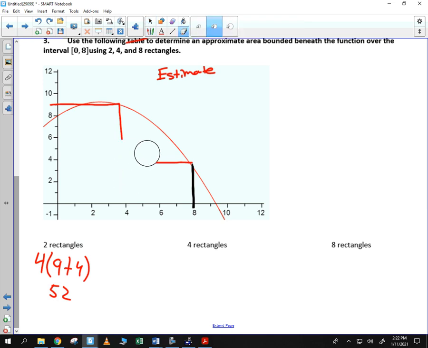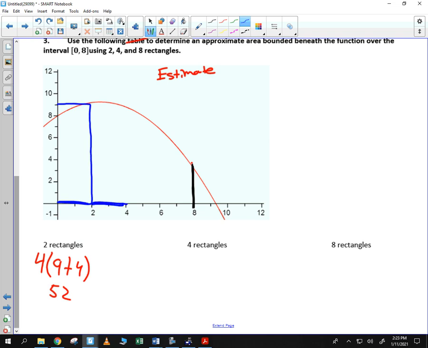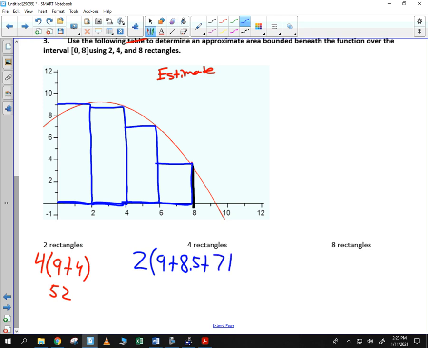What if we had 4 rectangles? Well, then that means that the width of each one would be 2. So that's my first rectangle. That's my second rectangle. Third rectangle. Fourth rectangle. So width of 2 times our first height, about 9. Next height, I don't know, maybe 8.5. We're estimating. The third height, about 7. And the next height, maybe about 4.